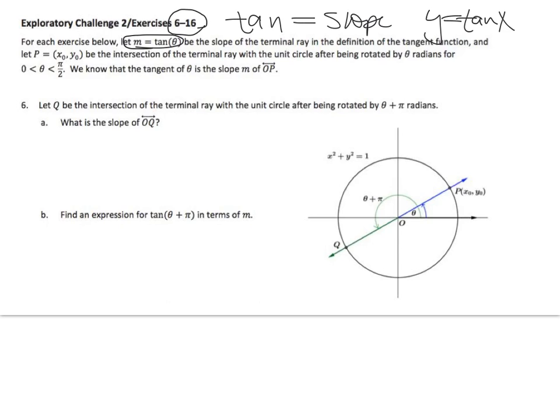So first of all, let Q be the intersection of the terminal ray with the unit circle after being rotated by theta plus pi radians. So we have our terminal ray.